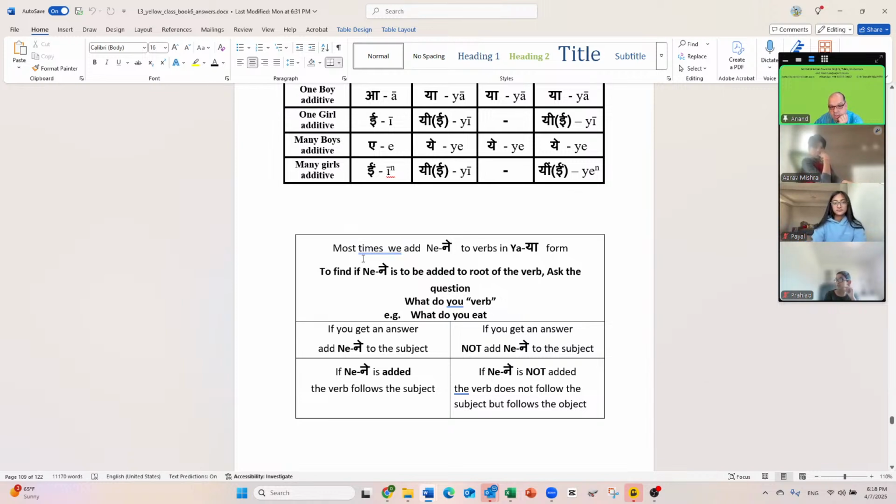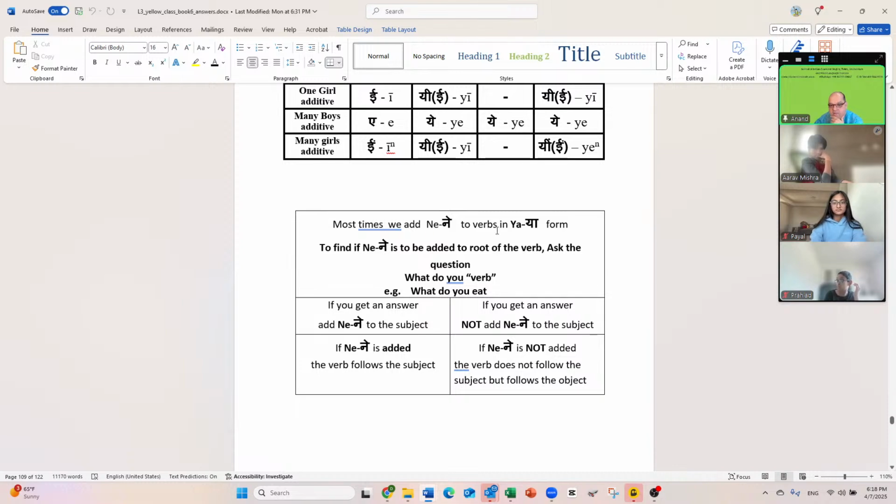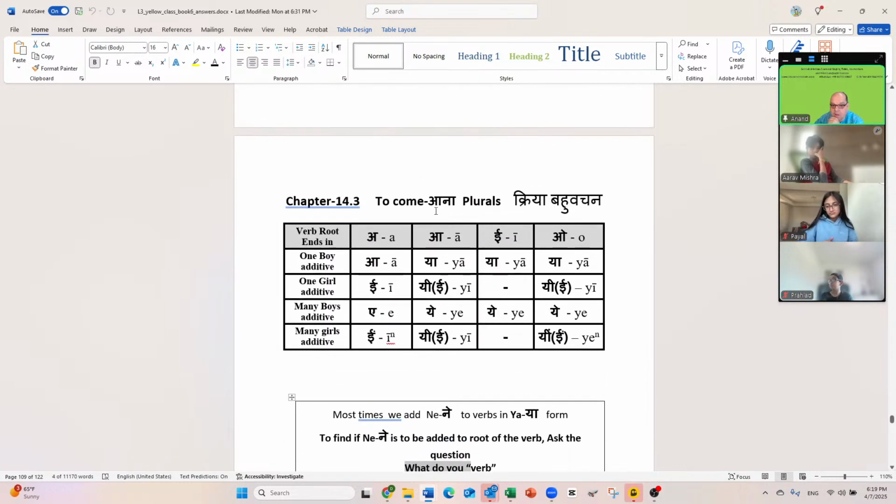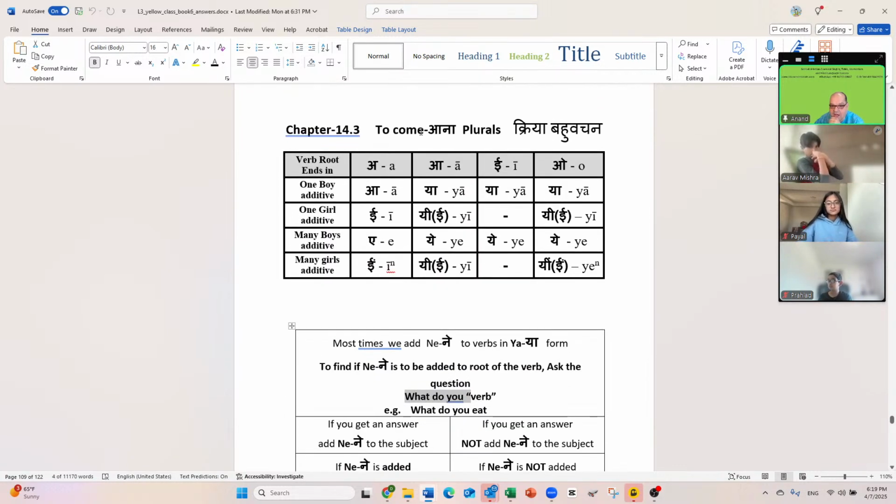Okay, now I'm reading from the screen. Whenever we have a verb in ya form, 99% of the time, we will add ne after the subject. For example, main becomes maine, tu becomes tune, and so on. Sometimes we say ne and sometimes we do not. So, when do we say ne? How do you find out if you have to add ne? You ask the question, what, to the verb. For example, the verb is khana or aana.